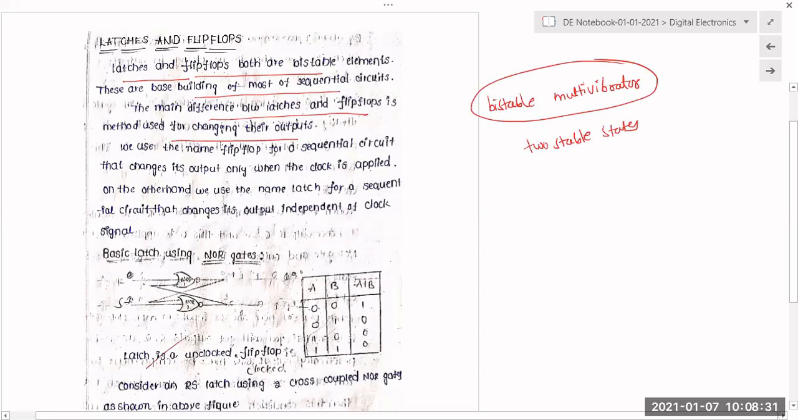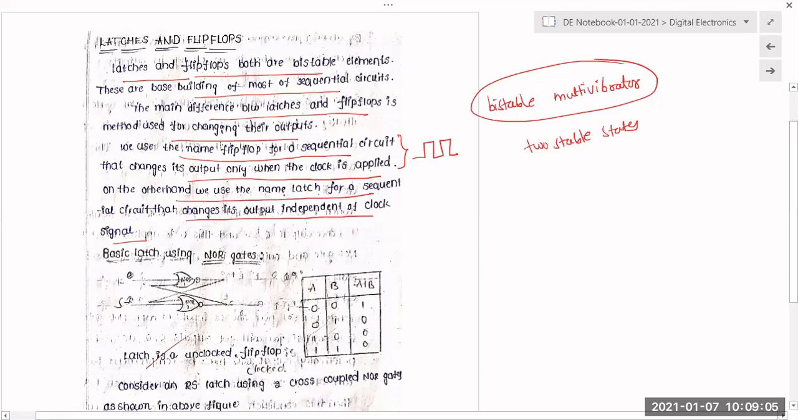But in case of flip-flops, the change in the output will not only depend upon the present inputs, but also on the clock pulse. We use the name flip-flop for the sequential circuit that changes its output only when the clock is applied. Only when the clock pulse is applied does the output change; that is called a flip-flop. On the other hand, we use the name latch for a sequential circuit that changes its output independent of the clock pulse. That's the main slight difference between latch and flip-flop.